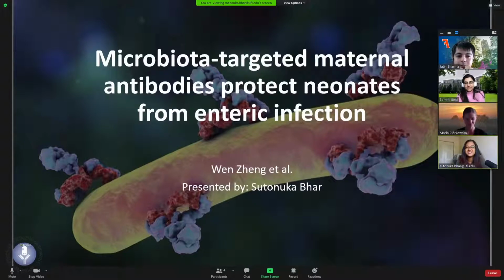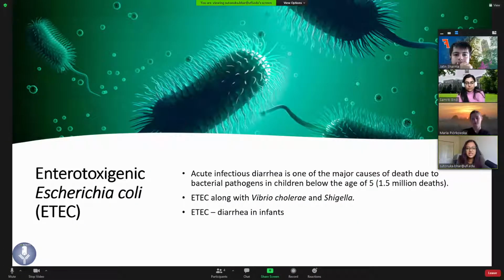Anyway, the article I'm presenting today is Microbiota Targeted Maternal Antibodies Protect Neonates from Enteric Infection. This was published this year in Nature, and the first author is Wen Zhang, if I'm pronouncing it correctly. Let's dive into it to see what this paper says. This paper uses a pathogenic organism for its studies, enterotoxigenic E. coli or Escherichia coli, and I'll be referring to it as ETEC for the rest of my presentation.